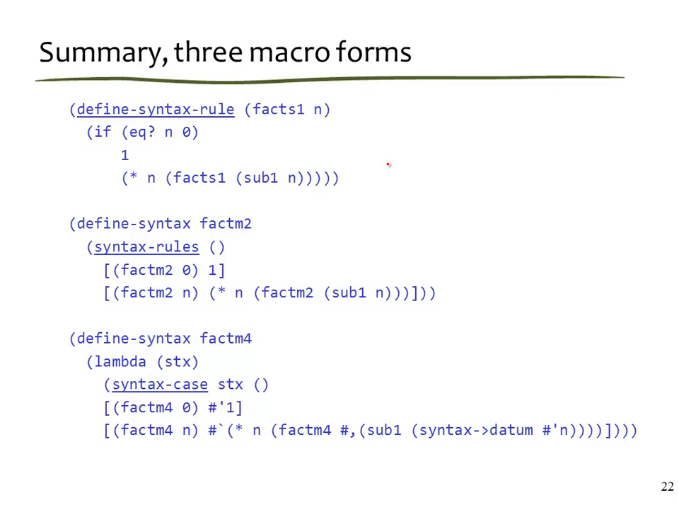The first 2 don't work, but I have all 3 of them here because they show the rules at different levels of abstraction. So here is the define-syntax-rule, which is the simplest, and here is the pattern, and here is the code, which is already a template. You do not need to nest it into pound sign quote. This already is implicitly nested.